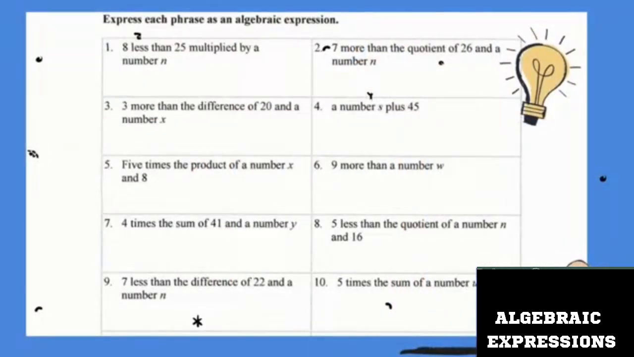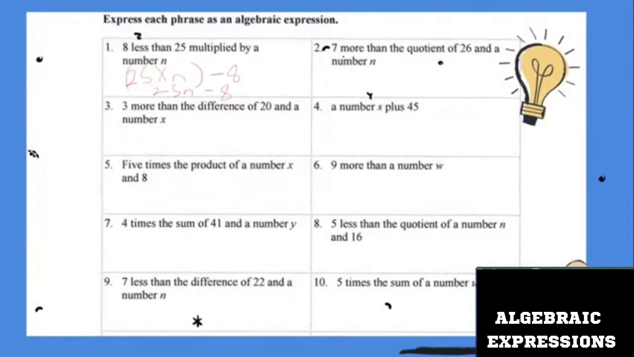All right. So here's some work for you to do. Express each as an algebraic expression. All right. So less than 25 multiplied by a number n. So 25 multiplied by a number n, and then less 8. Right, so it will be 25n minus 8.